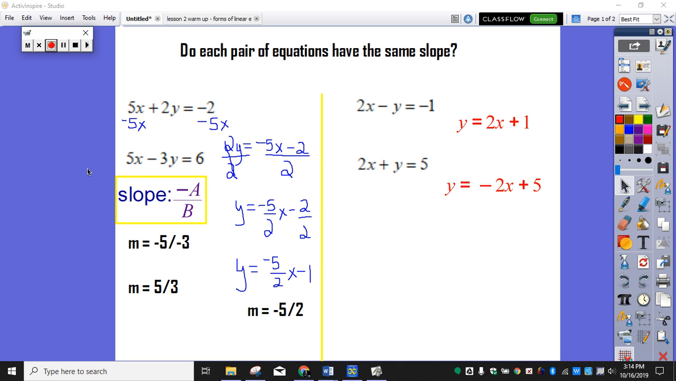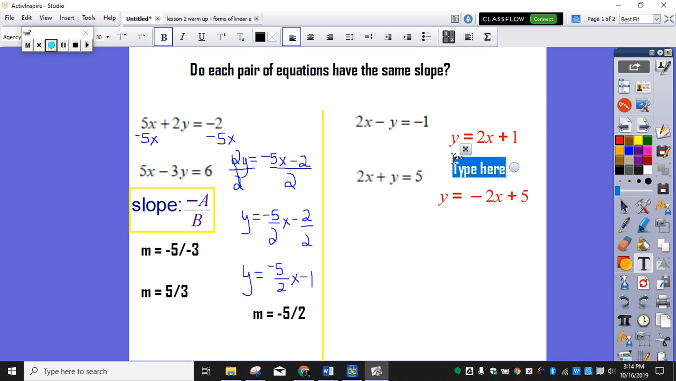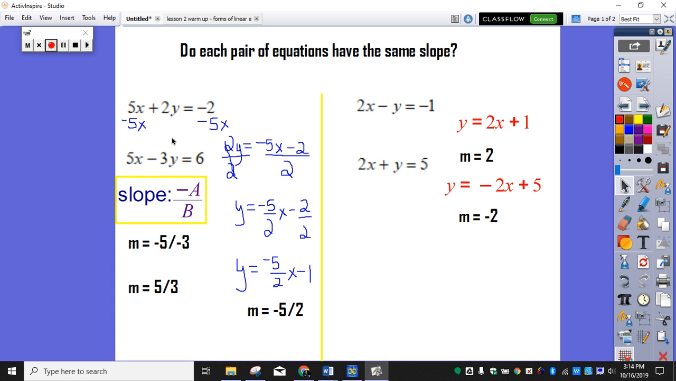Hopefully you paused the video and took the time to find the slopes of these two equations. If I solve for y for each one, the results in slope-intercept form would be y equals 2x plus 1 for this top equation, y equals negative 2x plus 5 for the bottom one. And once I get it in slope-intercept form, I can now easily see that the slope for the top equation is 2 and the slope for the bottom equation is negative 2. So they're pretty close, but still not the same slope. So that's how you would compare slopes given standard form.